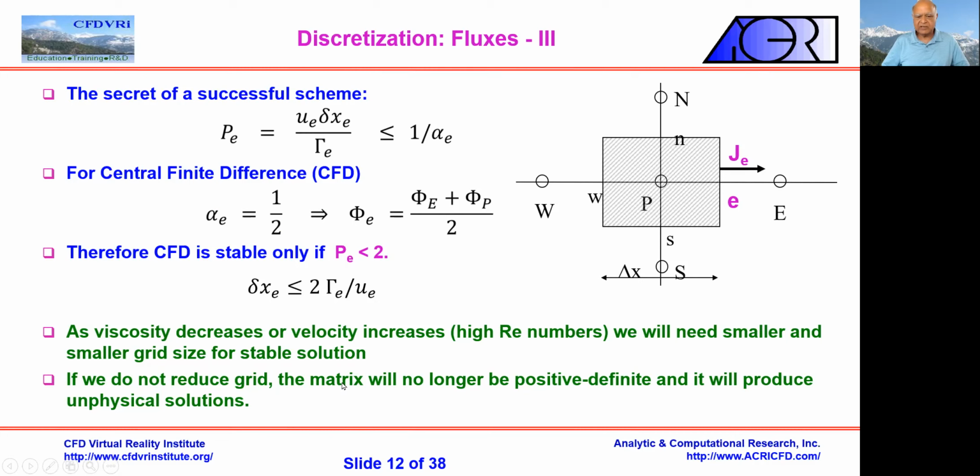So if we do not reduce the grid size and we use a Peclet number greater than 2, what would happen is that our matrix of equations will no longer be positive definite. That's the mathematical definition, right? Physical definition, I already told you that what it means is that the diffusion is occurring in the wrong direction.